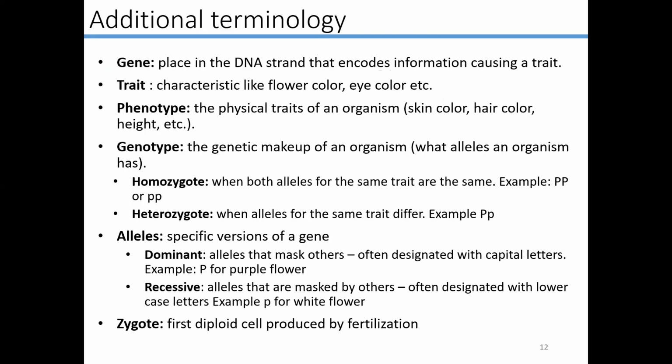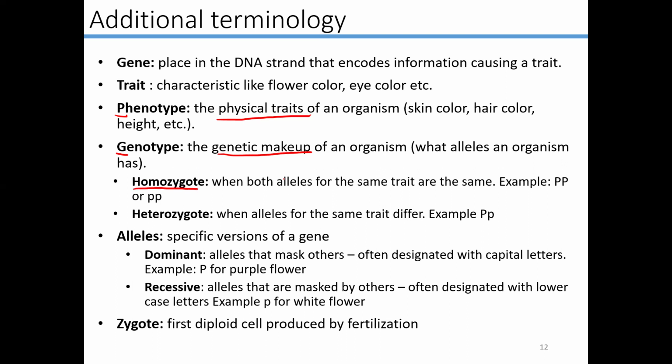A gene is just a place on the DNA strand that's going to code for a specific trait. Remember, traits are characteristics, so things like flower color, eye color, hair color, skin color. Phenotype, remember, pheno starts with a P, is a physical trait of an organism, so something you can specifically see. A genotype is going to be the genes of that organism, so the genetic makeup. The way I like to remember it is the letters that we're going to be using in order to identify all of the different types of genes.